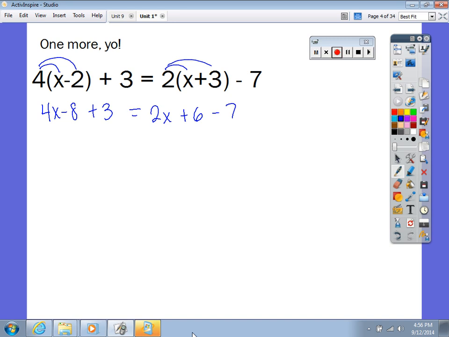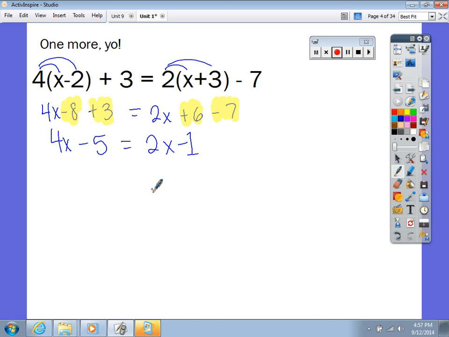Then from there, I'm going to combine like terms. I notice I have a negative 8 and a positive 3. And on this side, I have a positive 6 and a negative 7. And when I combine them, I'm going to have 4x minus 5 equals 2x minus 1. Now I can go ahead. I like to move over the smallest x, but does that mean that you have to? Absolutely not. If you want to move over minus 4x to both sides, you can.